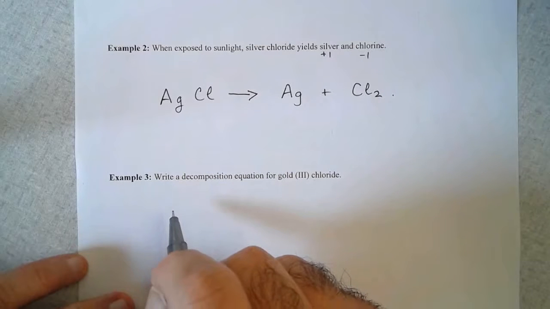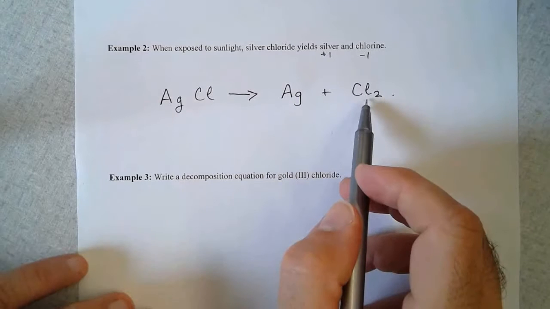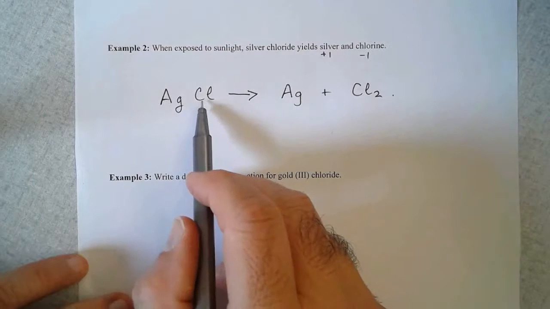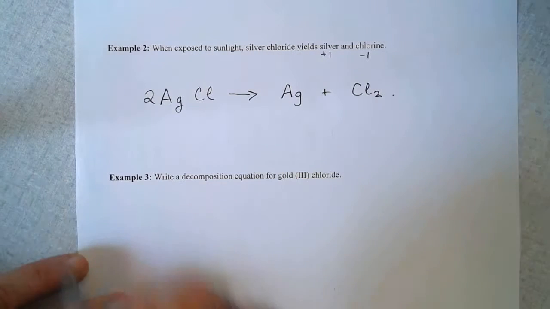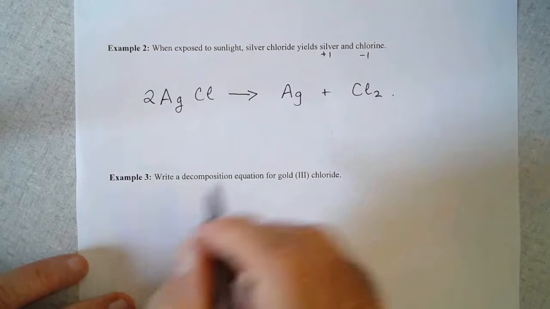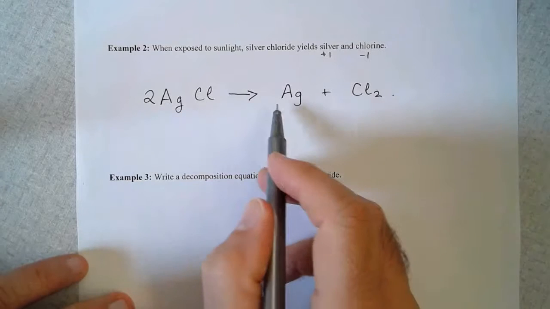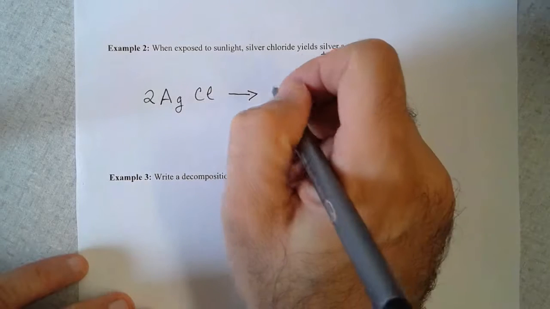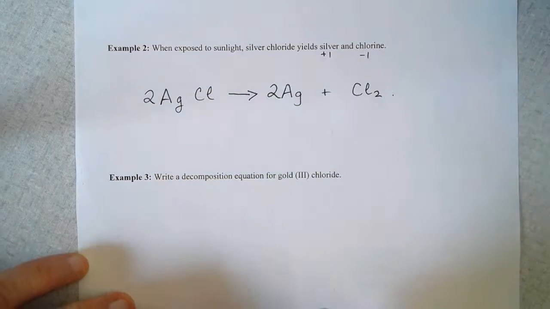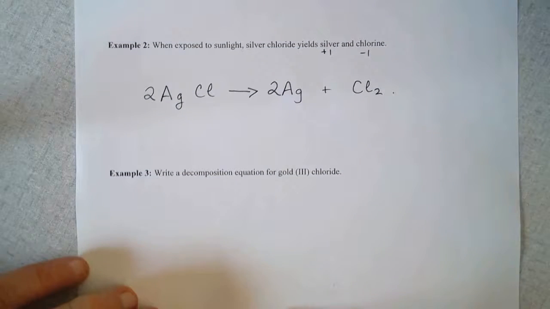So now we've got our skeleton equation. So again, let's balance. I notice here 2 Cl's on the right, only 1 on the left. So I have to put a coefficient of 2. And then now I've got 2 silvers and only 1 on the right. So a coefficient of 2 here to make this work out. Okay, let's move on to the last one. We'll do this one together here.